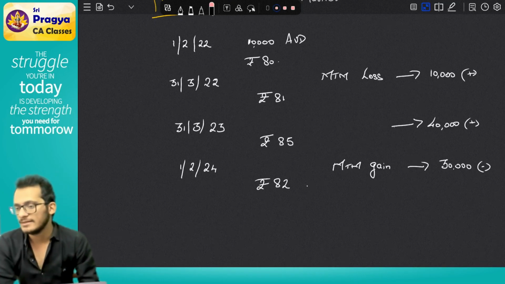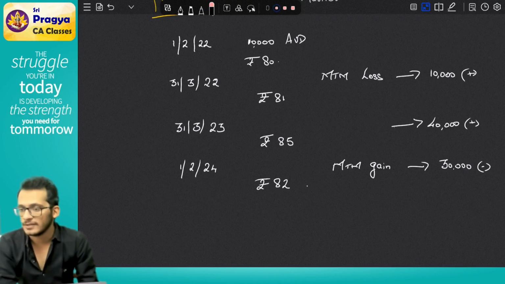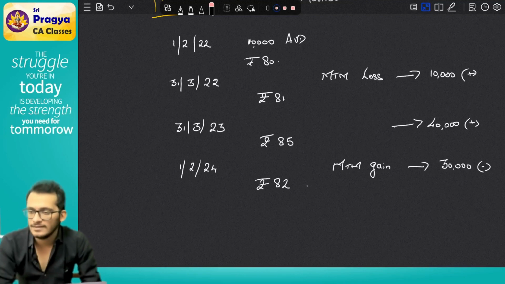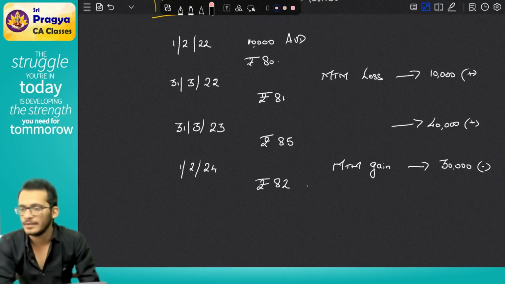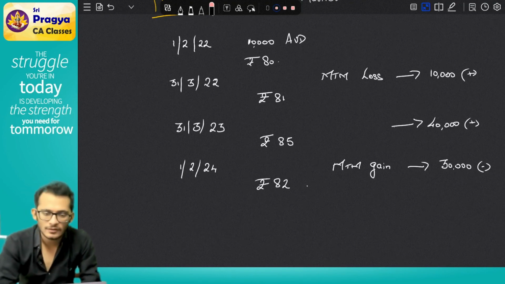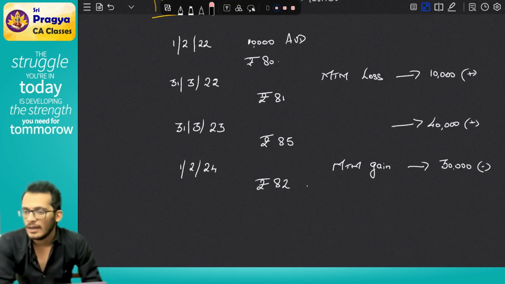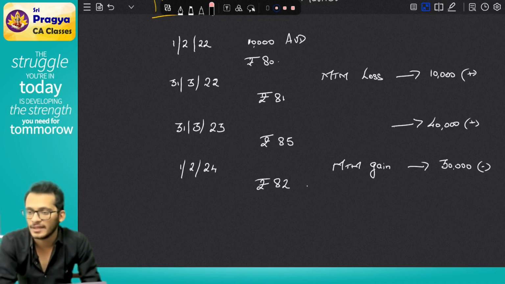Yes or no? Yes. This is the difference between accounts and income tax. Accounts comes and says every year end you recognize the loss or a gain. Income tax comes and says recognize it only on payment. Accounts comes and says recognize it in P&L. Income tax comes and says recognize it in asset. Yes or no? Understood this concept? Yes.